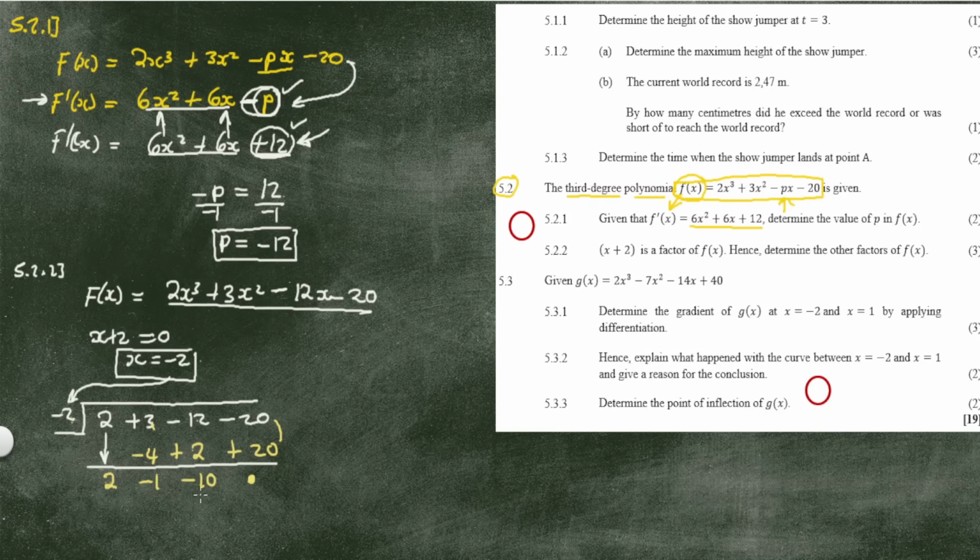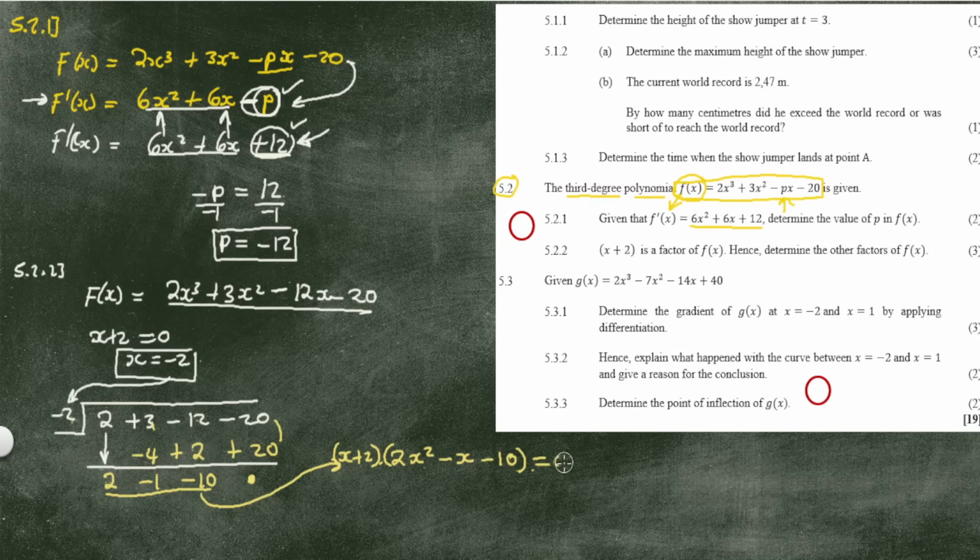Alright, now this answer becomes what? A trinomial, right? Which is 2x squared minus x minus 10. And then putting back the factors, that's x plus 2, and 2x squared minus x minus 10, coming from this, equal to 0, right? Now we have to find the other factors. We have to find the rest of the factors.